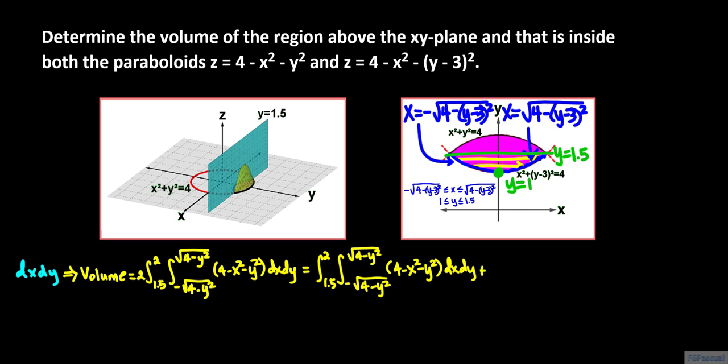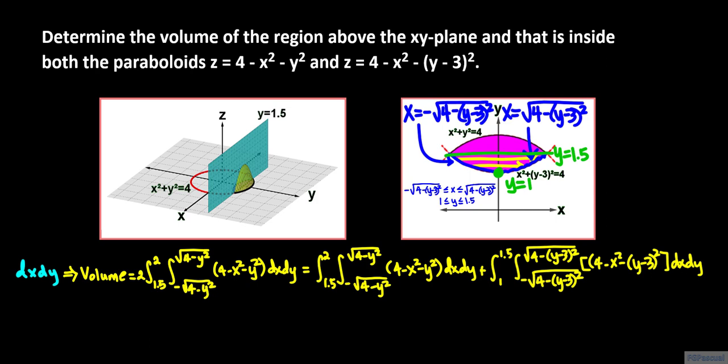Then we add the volume double integral corresponding to the inequalities we had just found for the portion of the solid above the lower half of the xy projection. The outer integral is from 1 to 1.5. The inner integral is from minus the square root of 4 minus the square of (y minus 3) to the square root of 4 minus the square of (y minus 3). The integrand is 4 minus x squared minus the square of (y minus 3), which is the z formulation for the second paraboloid, since the second paraboloid is now the upper bounding surface for this portion of the solid.